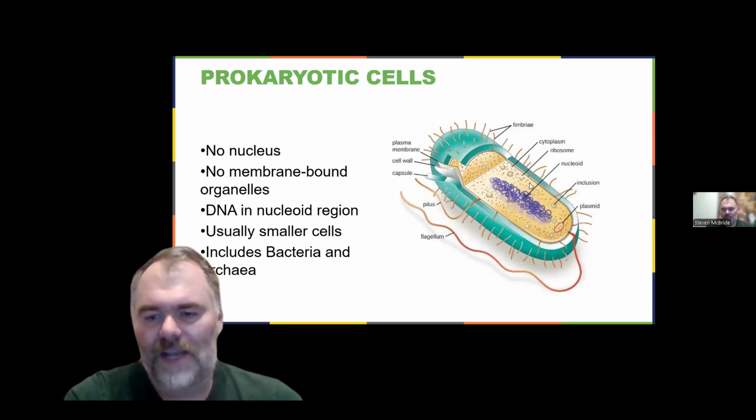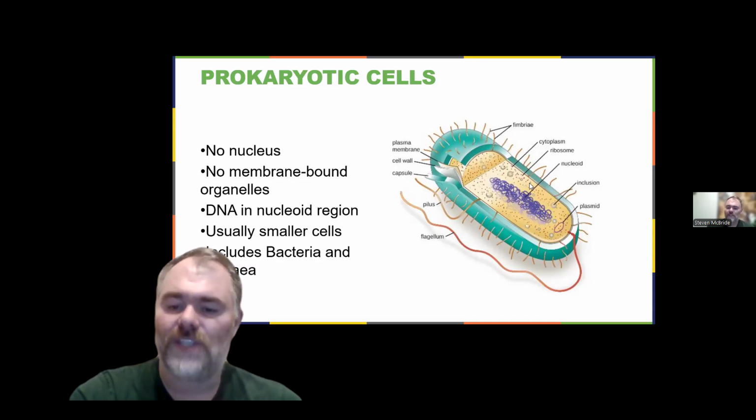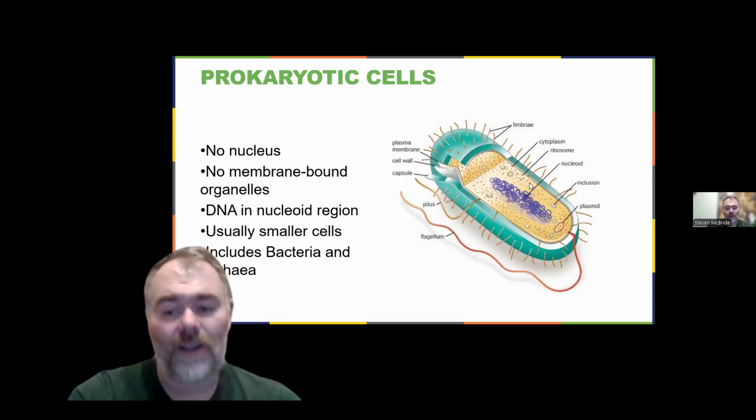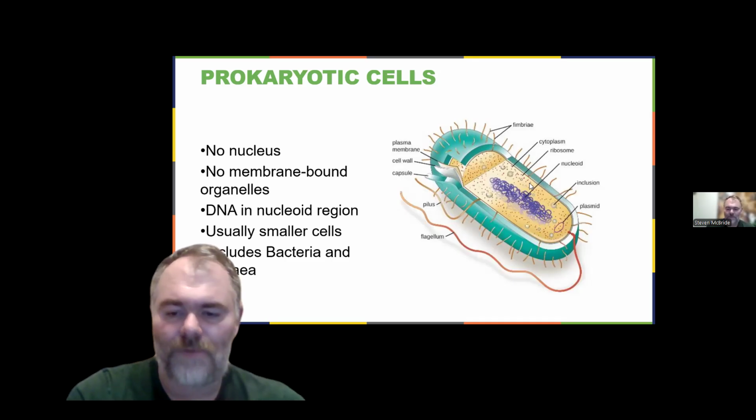Most prokaryotic cells are relatively small, and that small size helps materials move efficiently through the cell. This group includes the domains bacteria and archaea, organisms that dominate many ecosystems on Earth. And while prokaryotes are structurally simpler than eukaryotic cells, they are incredibly successful and metabolically diverse forms of life.